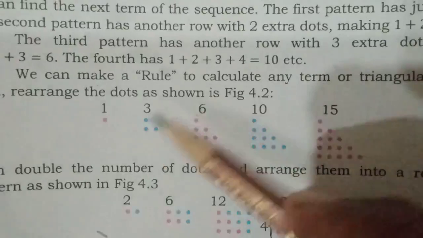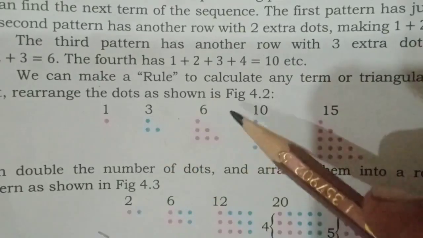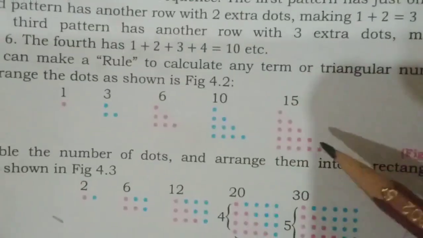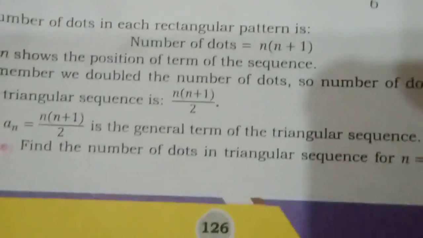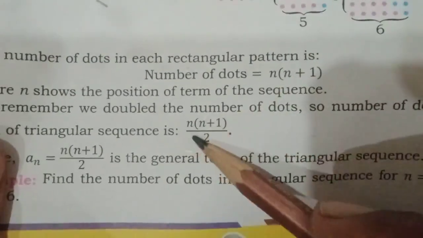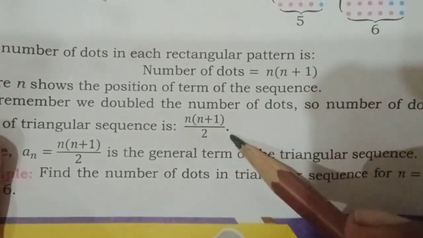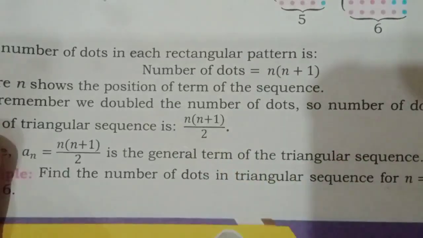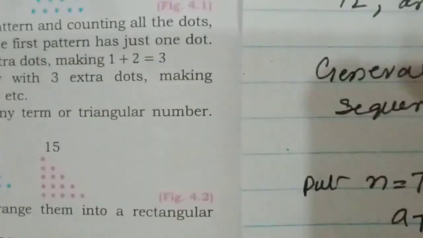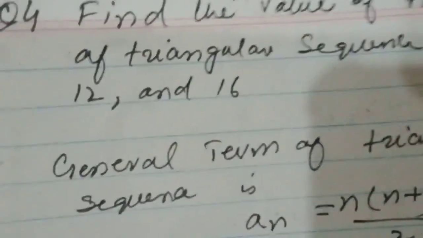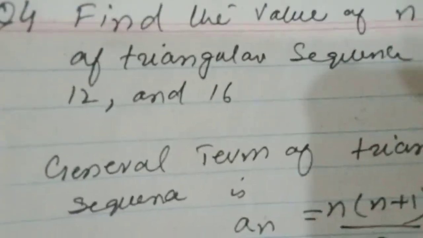So the general formula for the triangle, you can also arrange like this: 1, 3, like this, 6, like this, and again this is a triangle form. So the nth term of this sequence is n(n + 1)/2. Now why have I given this? Because our question is about this: find the value of the nth term of the triangular sequence.